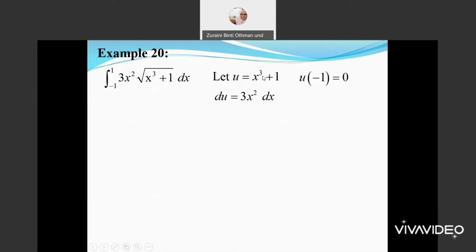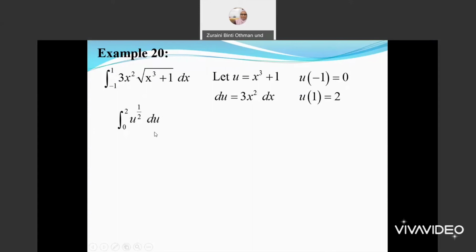Negatif 1 kuasa 3 tambah 1 akan dapat kosong. U sama juga dengan 1. Gantikan x sebagai 1 kuasa 3 tambah 1 akan dapat 2. So sekarang equation ni akan jadi apa? From yang ni negatif 1 tadi ialah kosong. 1 ialah 2 letak ke atas. Lepas tu gantikan our x kuasa 3 tambah 1 ni ialah u. So u kuasa setengah dan 3x kuasa 2 dx ni ialah du.